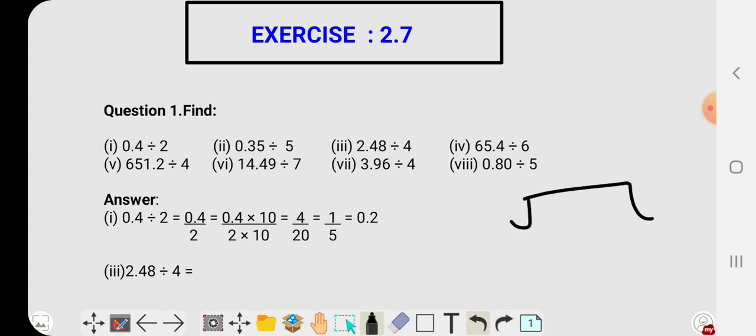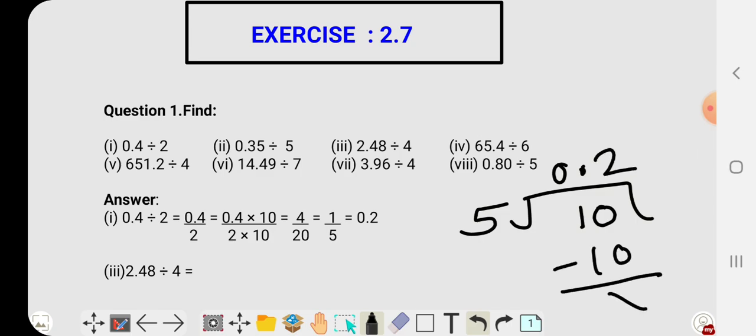Then 1 upon 5 is equal to 0.2. How? 1 upon 5 means 1 is divided by 5. Is it possible? In general we can say not, but we can put a decimal here and then 0. 5 2s are 10. Then nothing remains, so the answer is 0.2. What we do at first, see it again.